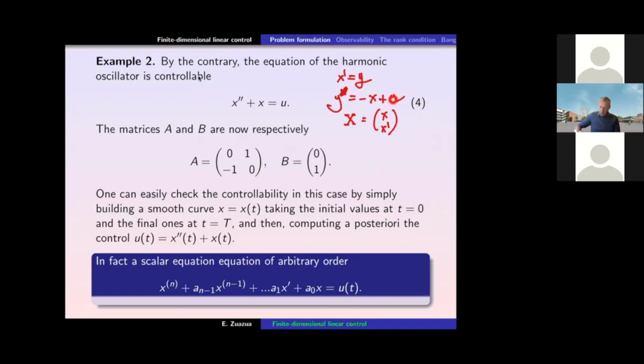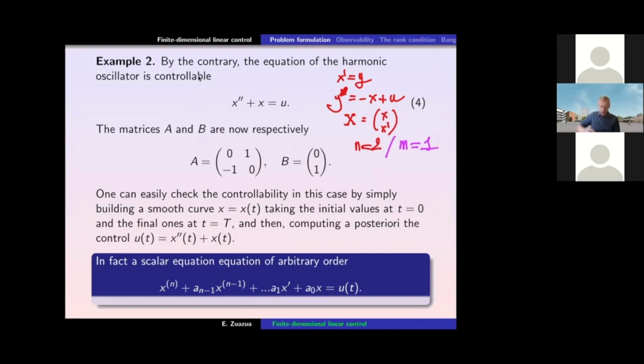And the control operator, the control u, is acting only on the second component. There is no control on the first component, so the control is simply 0, 1, right? So u is multiplied by b, so that u times b gives me 0 in the first component and u on the second component. So you see that again, we are in a configuration in which n is equal to 2 and m is equal to 1. But my claim is that in this case, the controllability of the system is guaranteed.